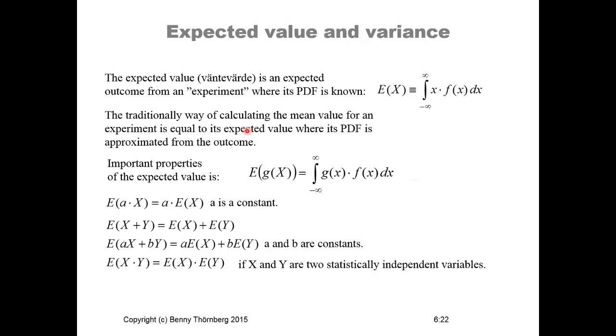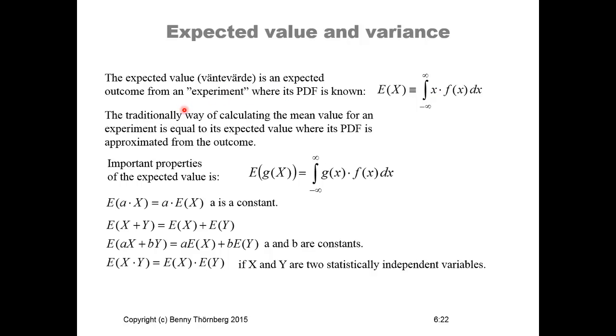The expected value, väntevärde in Swedish, is an expected outcome of an experiment where its probability density function, PDF, is known. Then the expected value is computed as an integral, where we have the value that we are analyzing and the probability from the probability density function f of x. We are integrating over all the values, from minus infinity to infinity, and then we get an expected value of the outcome. This can be interpreted as computing a kind of center of gravity of that distribution.